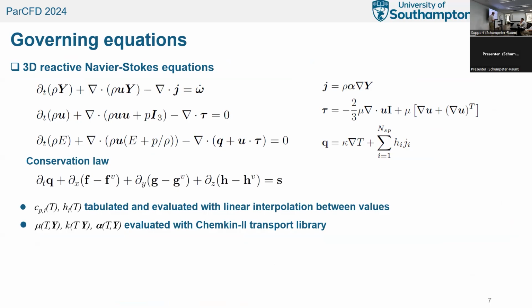These are, of course, high-speed flows. So what we are developing are explicit finite volume methods. This is not a low Mach number approach. This is fully compressible. Transport properties come from Chemkin, and Chemkin is also used for the evaluation. A few computational tricks: the Cps and the enthalpies are tabulated and then interpolated.